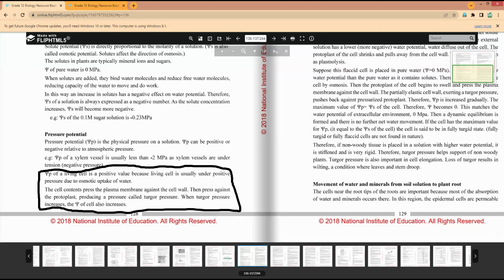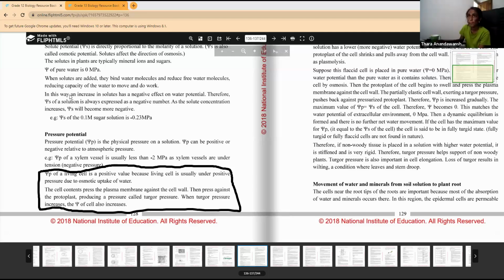Padmavati, finish? Yes, teacher. Right. Then we'll write about the solute potential here. Right there.